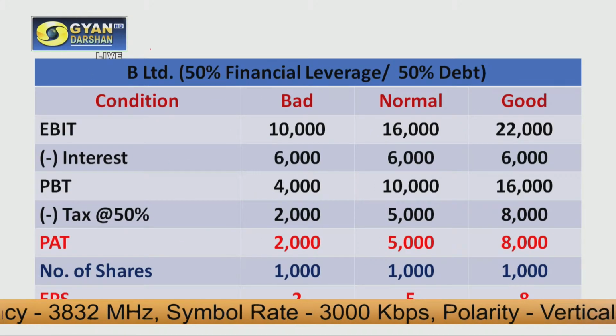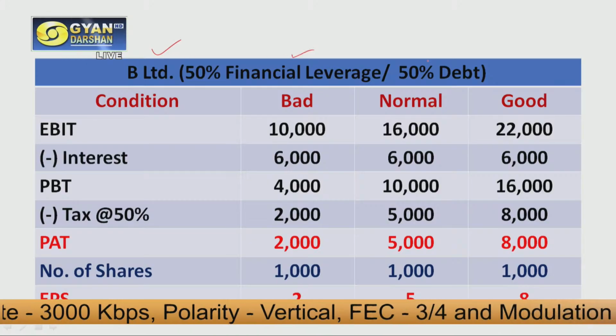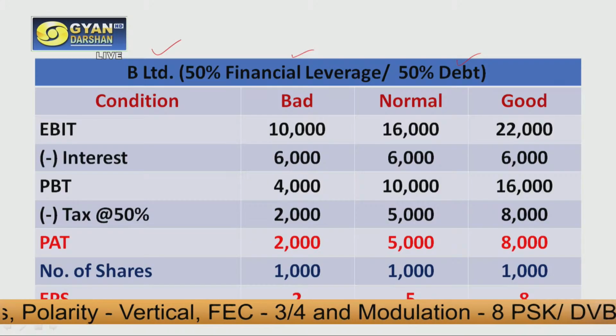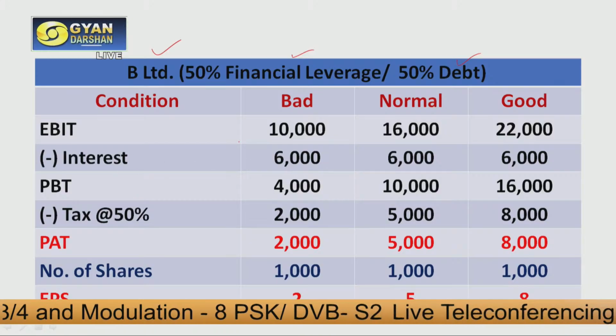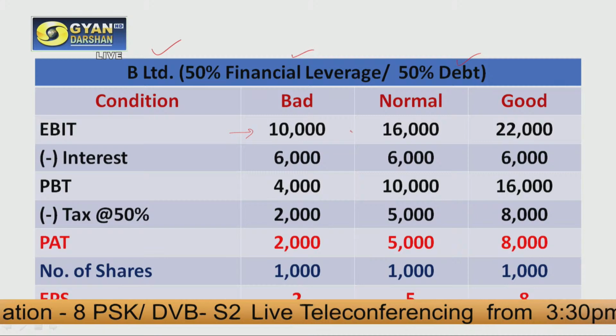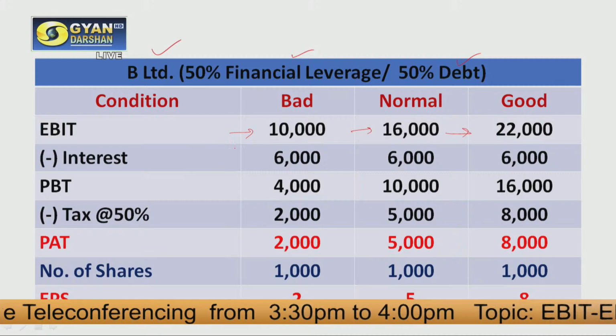Then we can see the situation of company B Limited, which is a 50% financial leverage firm. That means 50% amount is raised from debt. The EBIT will remain the same, 10,000 in bad situation, 16,000 in normal situation, and 22,000 in good situation. Again, in this case, we have interest.